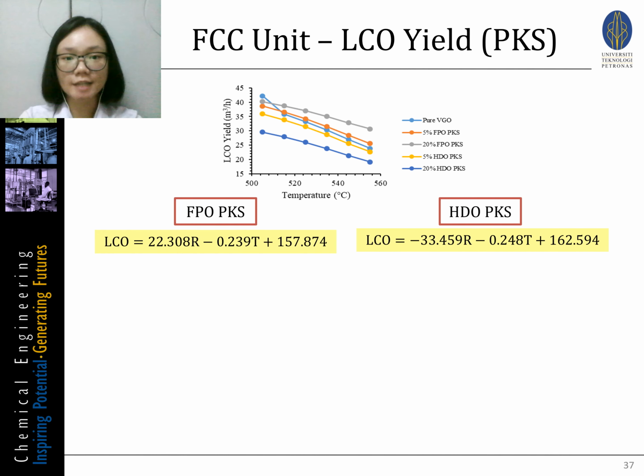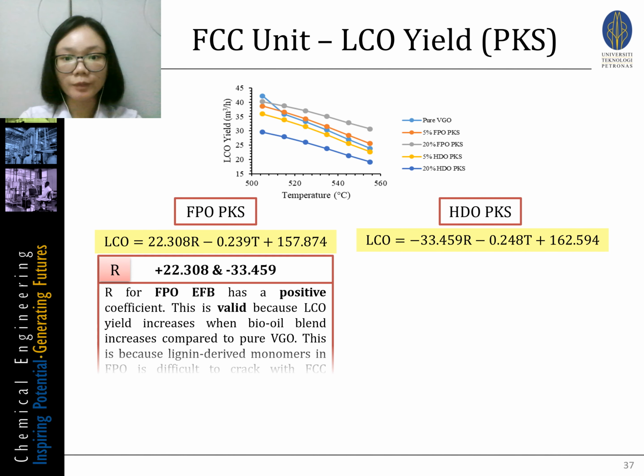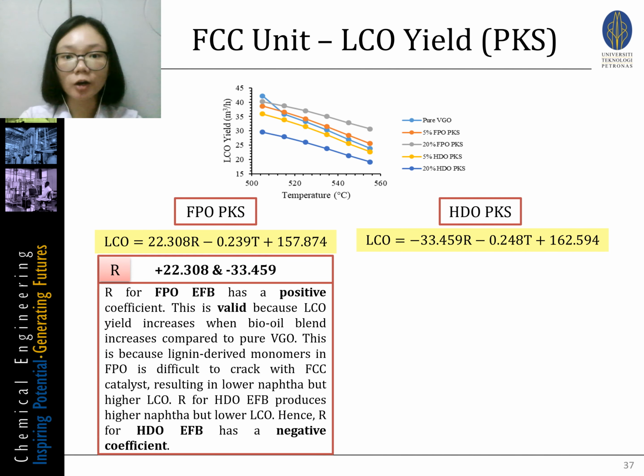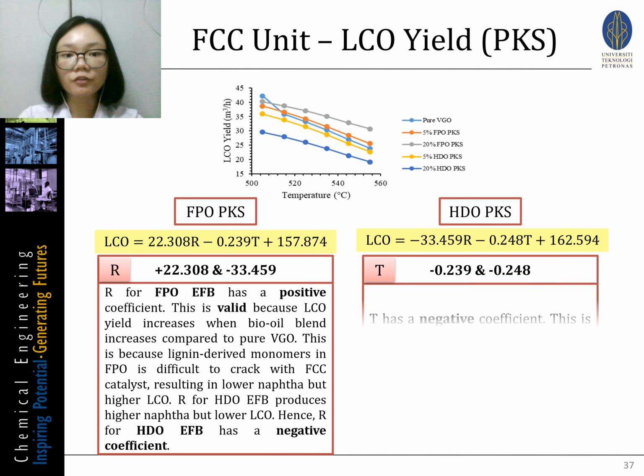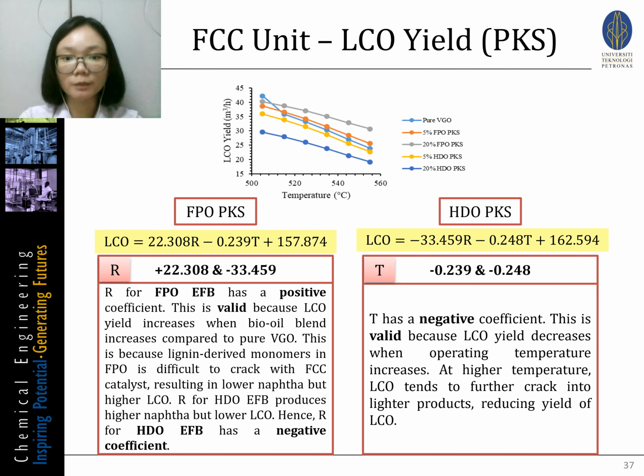Looking into the process analysis for these two equations, FPO PKS barrel oil has positive R coefficients, meaning that LCO increases when the barrel oil blend increases because of the lignin-derived monomer, which results in the lower naphtha yield. On the other hand, R for the HTO PKS is negative, meaning that it produces high naphtha but lower LCO. For the temperature, it has negative coefficient because LCO tends to further crack into lighter products, reducing the LCO yields.